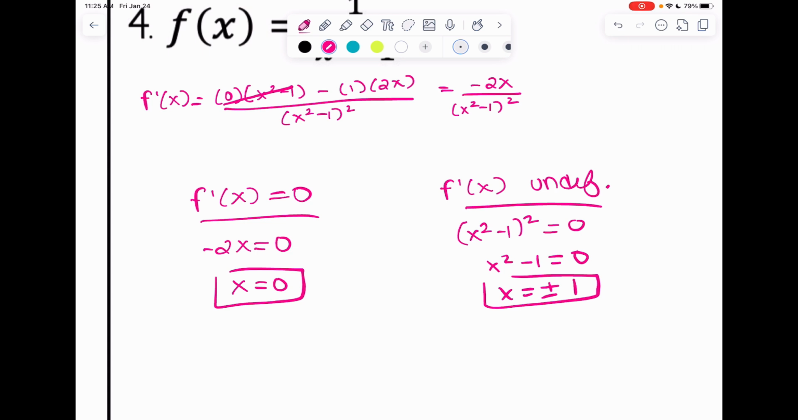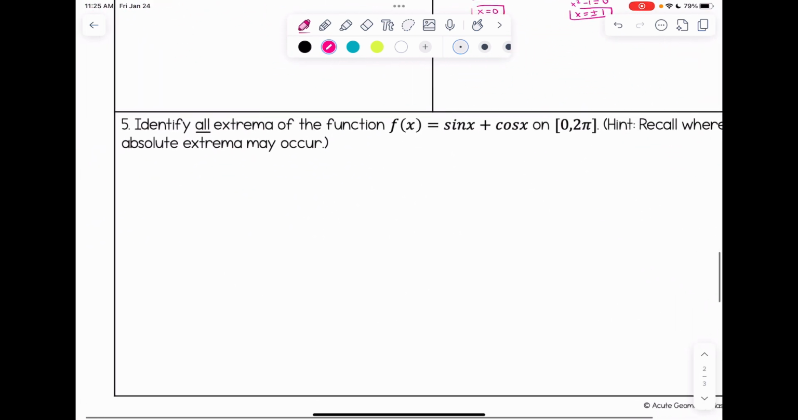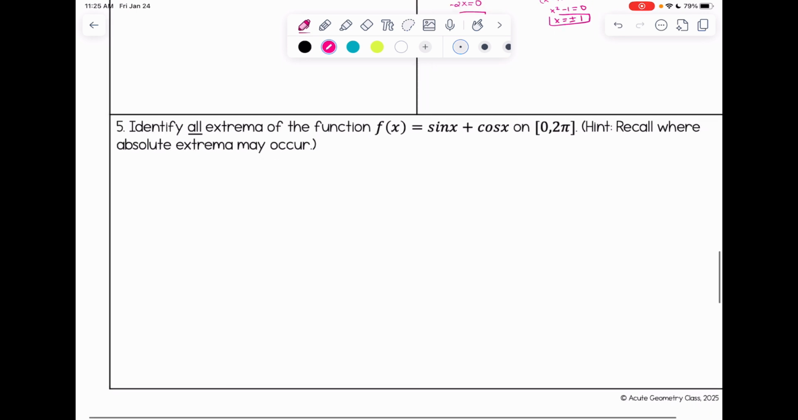All right, for our last question, it says identify all extrema of the function f of x equals sine of x plus cosine x on the closed interval 0 to 2 pi. And it says hint, recall where absolute extrema may occur. So just a note here on this one, we are asked for the extrema, not just critical numbers, but we're asked for the actual extrema.